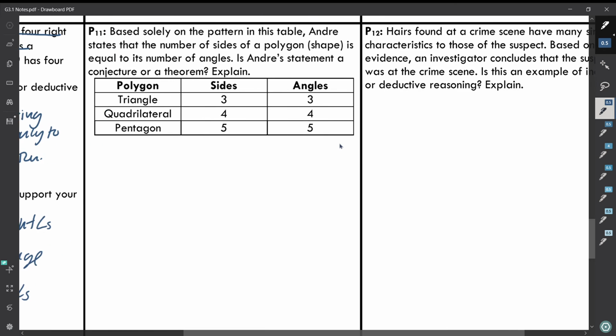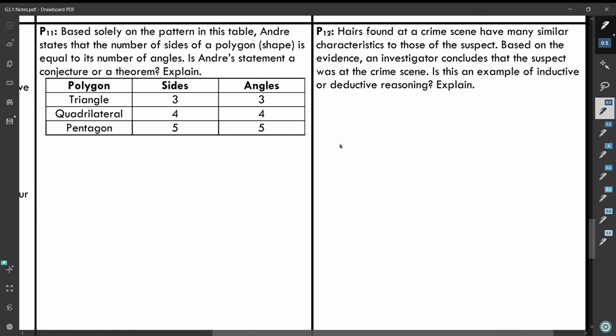Number 11, based solely on the pattern in this table, so he doesn't know anything else, he just has this table. Andre states that the number of sides of a polygon is equal to the number of its angles. Okay? Is Andre's statement a conjecture or a theorem? Explain. So what he is doing, he doesn't know that this is true. The number of sides in a polygon is equal to the number of its angles. However, all he knows is what he has in front of him in this table.